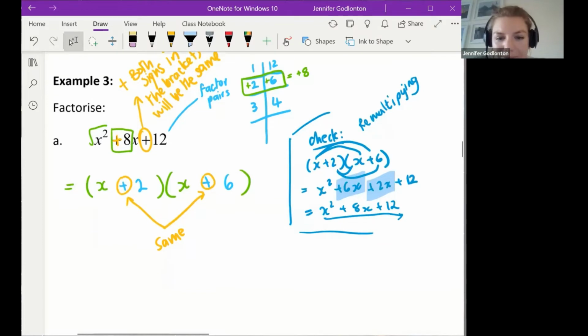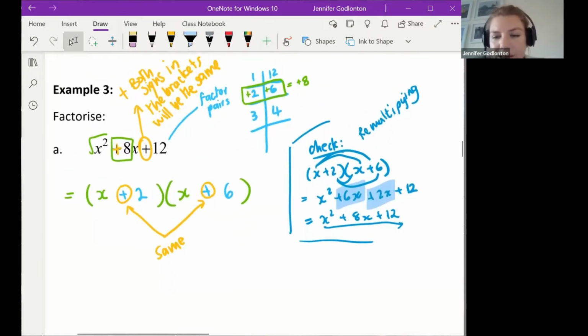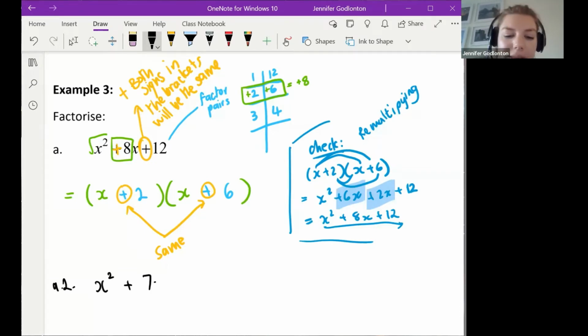I feel like you will be fine. I'm going to leave this on the board and I'm going to write one for you so that you can see it. I'm going to call this A.2 and I want x squared plus 7x minus 8.